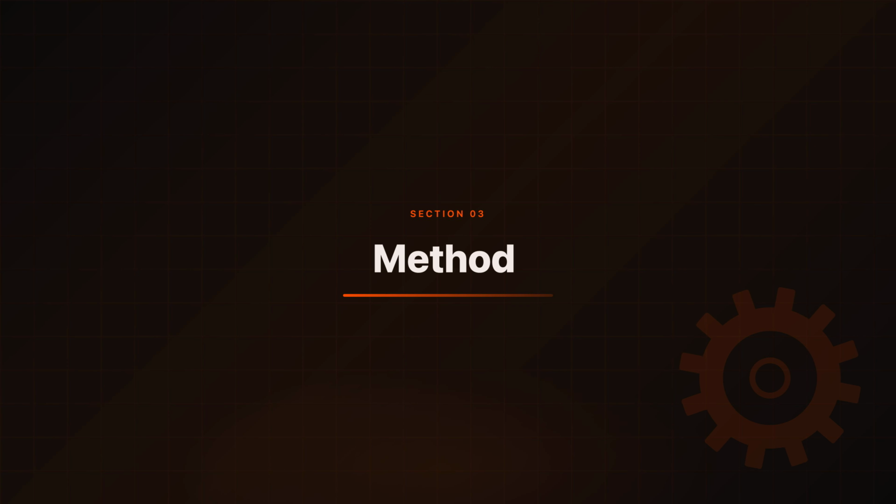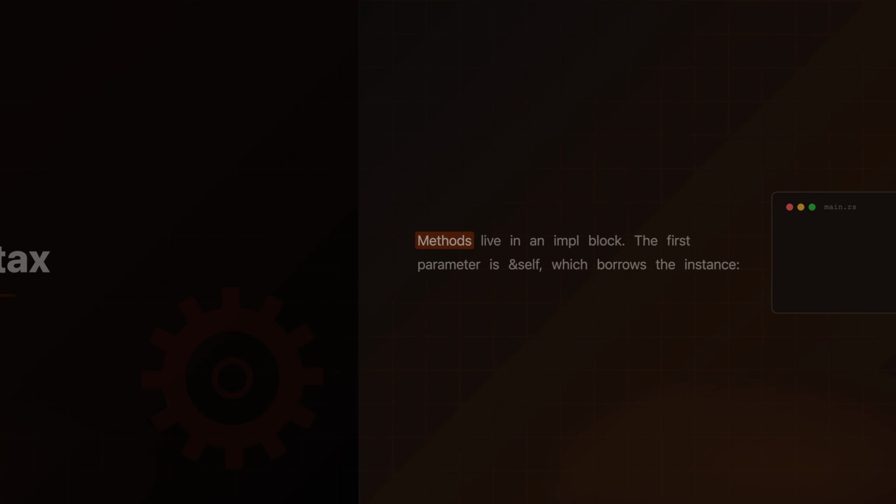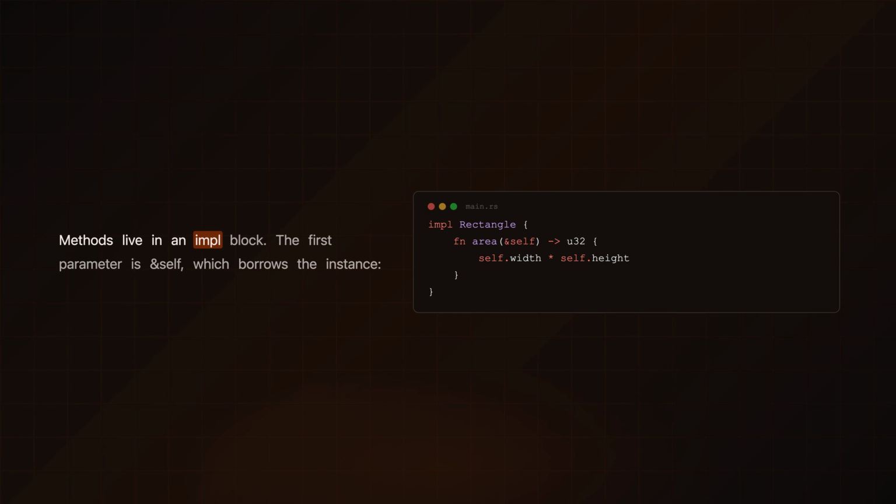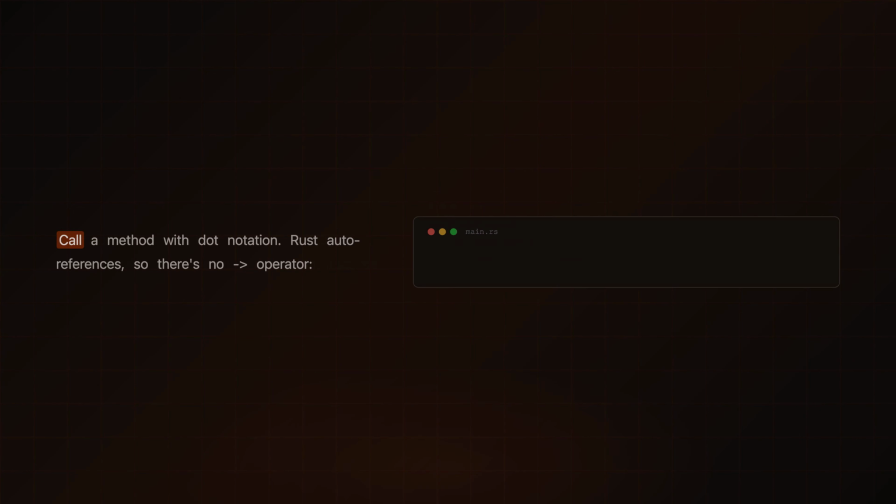Method syntax. Methods live in an impl block. The first parameter is &self, which borrows the instance. Call a method with dot notation. Rust automatically references and dereferences, so there's no arrow operator.